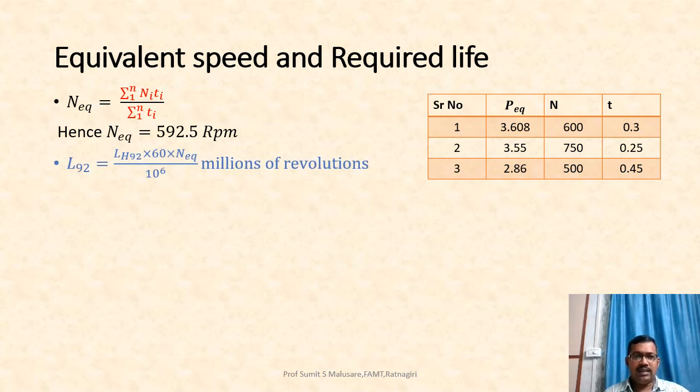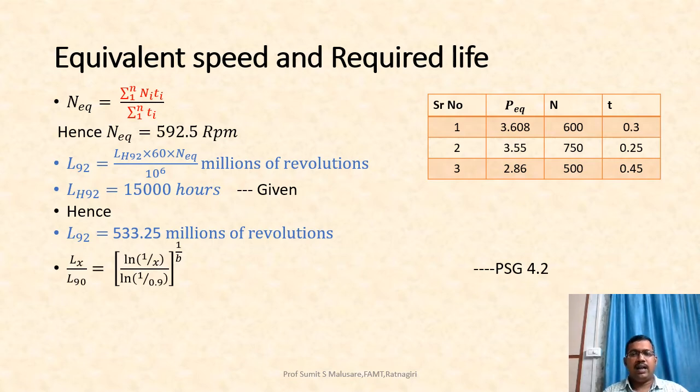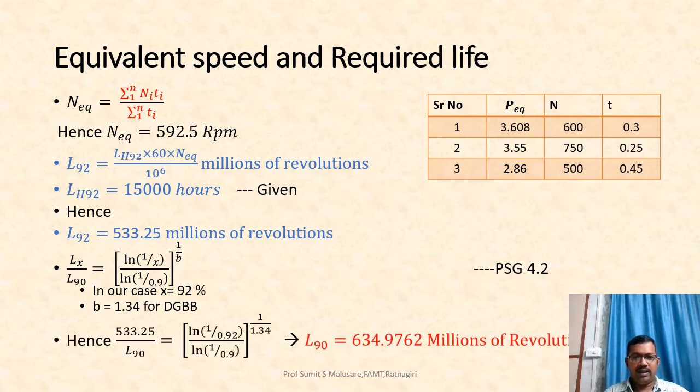Now in this case also the life is given at 92% probability of survival, which I need to consider, so I need to convert it first in terms of revolutions. So LH92 is 15,000 hours, and I get L92 as 533.25 millions of revolutions. Now if I want to convert it into L90, I have to use the same formula as I used for the previous case. In our case, X is equal to 92%, b is equal to 1.34 for deep groove ball bearing. So I get the value of L90 as 634.9762 millions of revolutions.